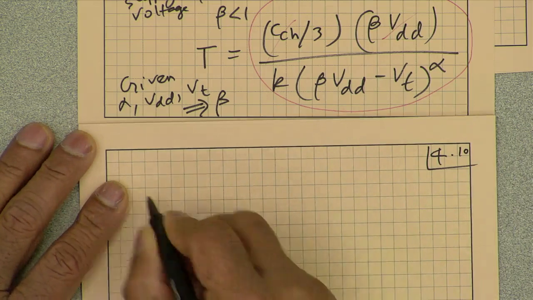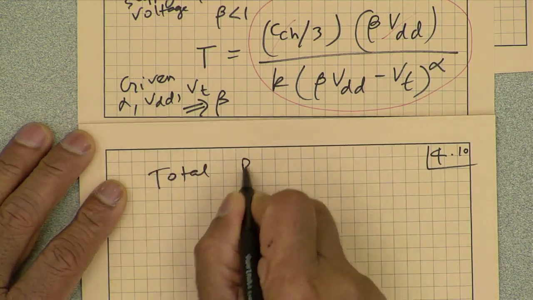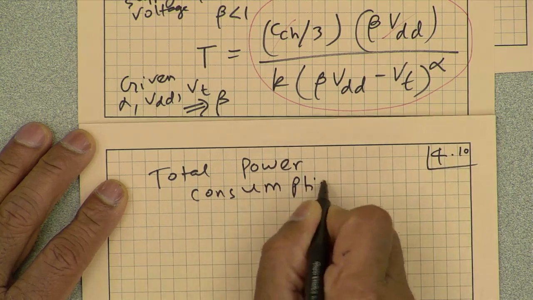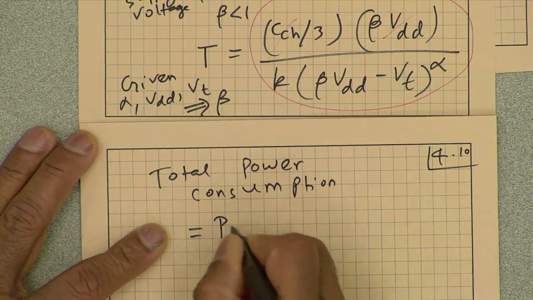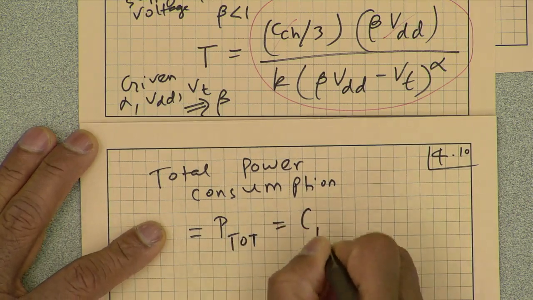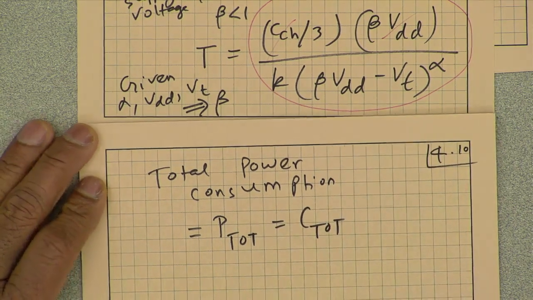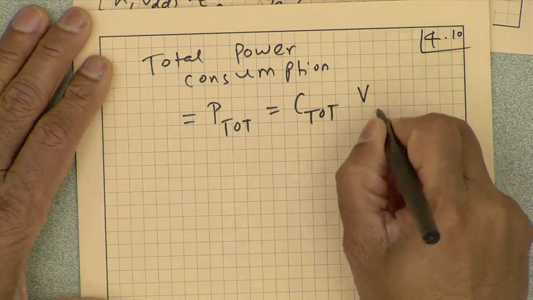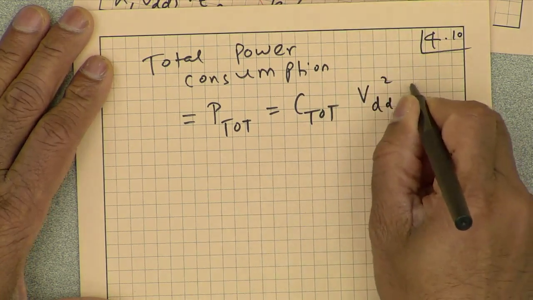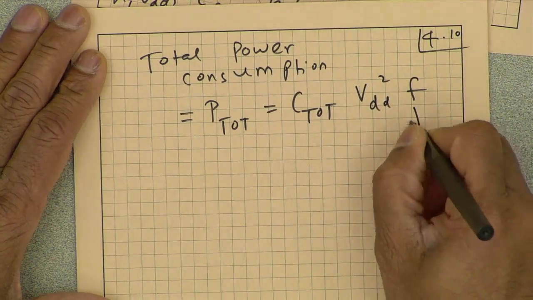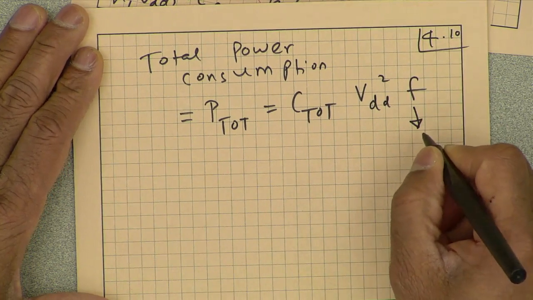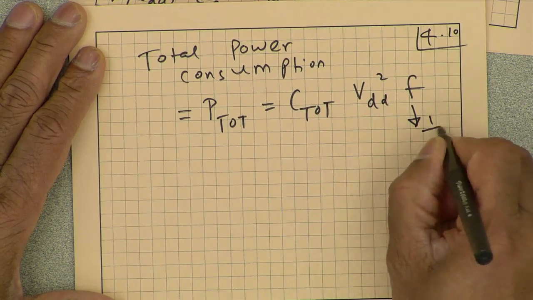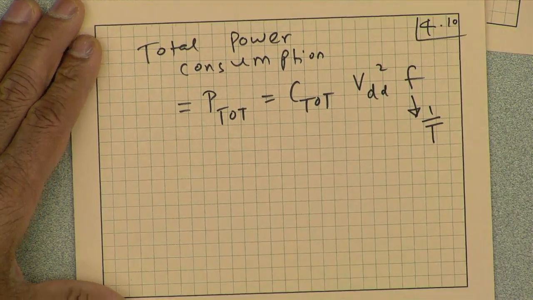So what about power consumption? The total power consumption is going to be the total capacitance consuming power times VDD squared times frequency f. CV squared f is the power consumption, where f is 1 over t, the clock speed.